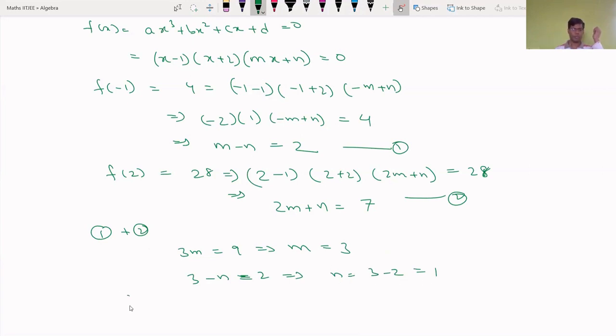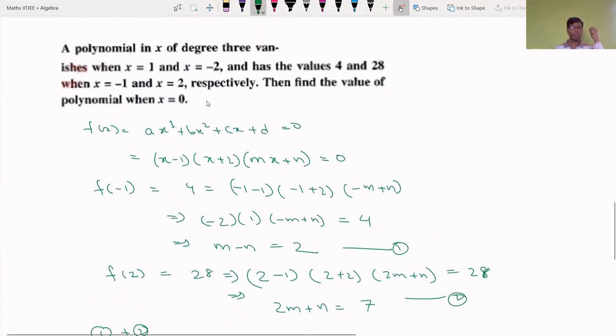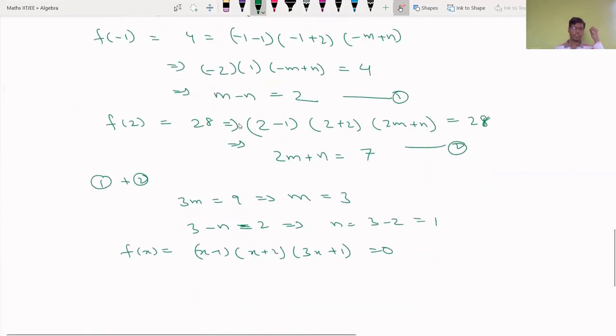So basically my f of x is x minus 1 multiplied with x plus 2 multiplied with mx plus n, m is 3. So 3x plus 1 is equal to 0. So this is my given polynomial. This is my polynomial which is needed. So now he's asking us to find the value of the polynomial when x is equal to 0. So let's simply put x is equal to 0. So this will be minus 1, this will be 2, this will be 1. So this is the value when x is equal to 0.